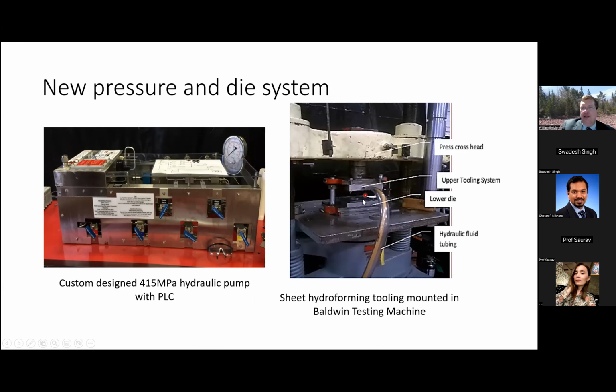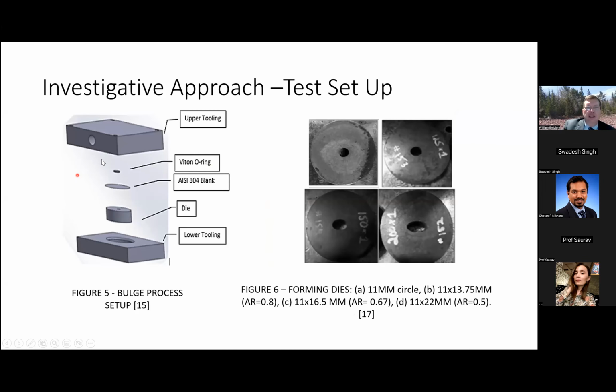They also said we hate the tooling, and so they developed an improved tooling system. Here's the high pressure hose going into the upper tooling. Here's the bottom tooling that houses replaceable die inserts that we can use for bulge forming. And here's a schematic of the tooling. Here are the die inserts. This happens to be for 11 millimeter dies, and we not only did circular dies, but some elliptical dies to see what happens when we have varying loading conditions.